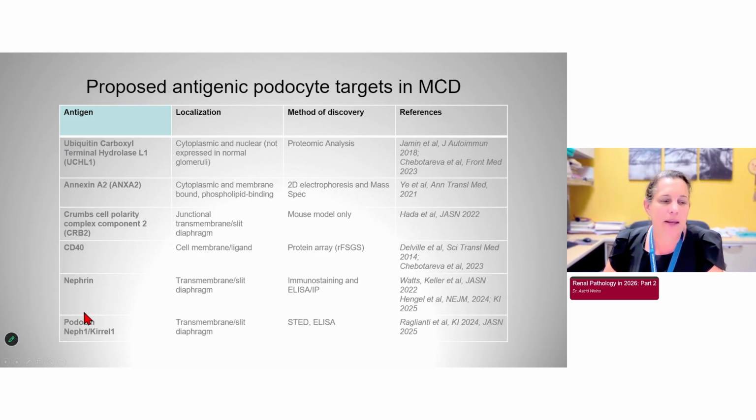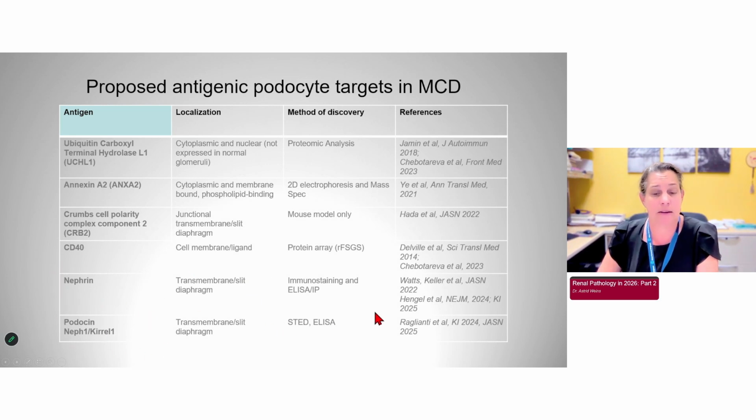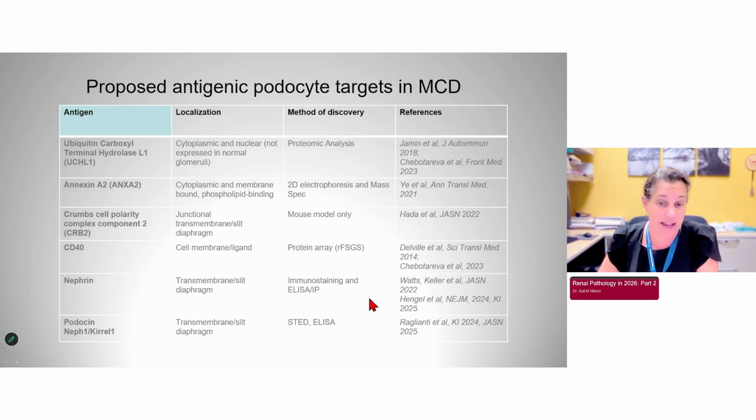And then finally, we have some newer studies from Italy, from Paola Romagnani's group, where she identified antibodies to podocin and also NEPH1 or KIRREL1, which are also slit diaphragm proteins. But these have not yet been widely recognized, although there might be something to this as well. So nephrin really has gotten the most attention and makes the most sense.